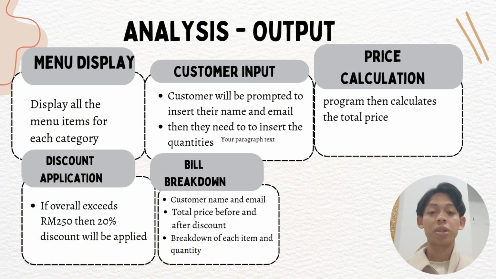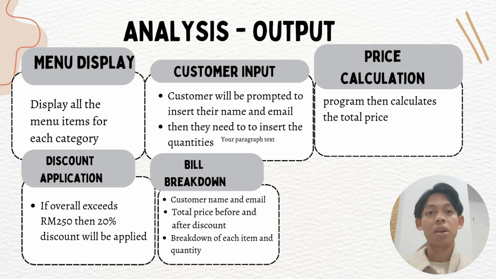Alright, now I'm going to explain the output of this program. So first, it will display all the menu items for each category, and then the customer input. The customer will be asked to insert their full name and email. Then they need to insert their quantity. And then the third is the price calculation.